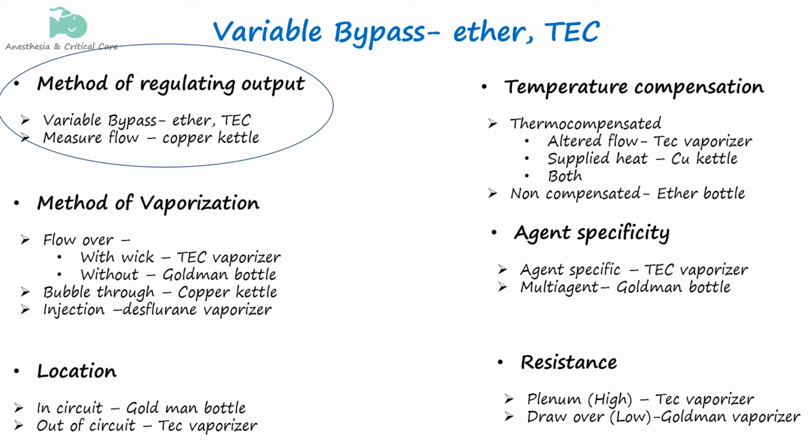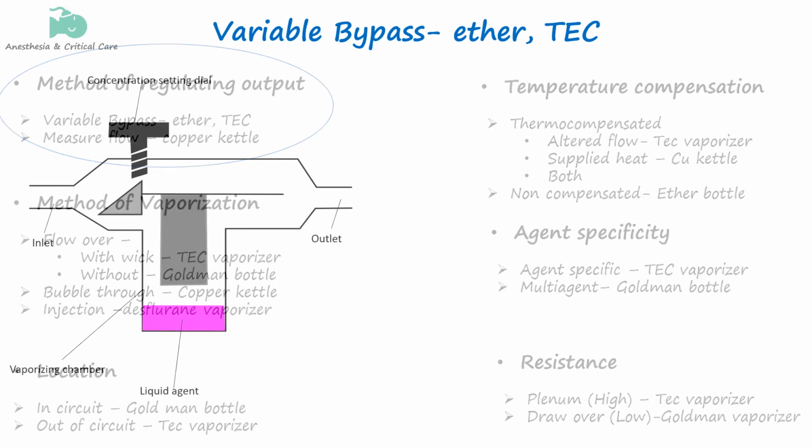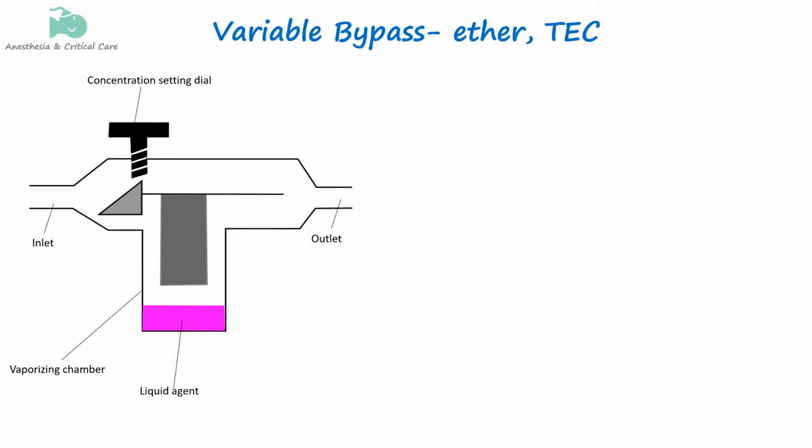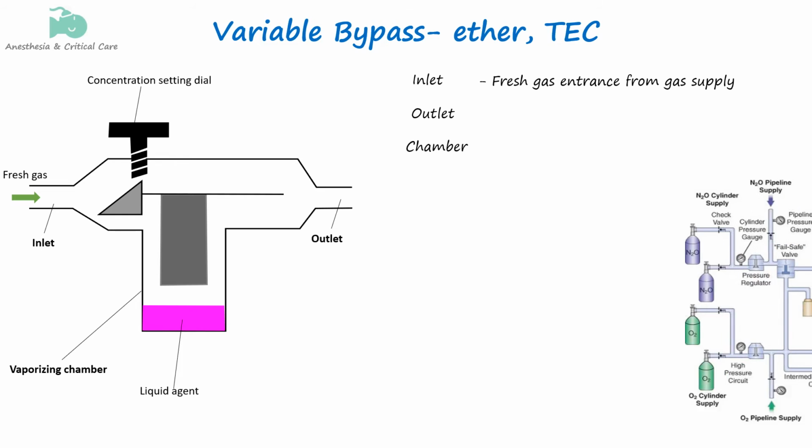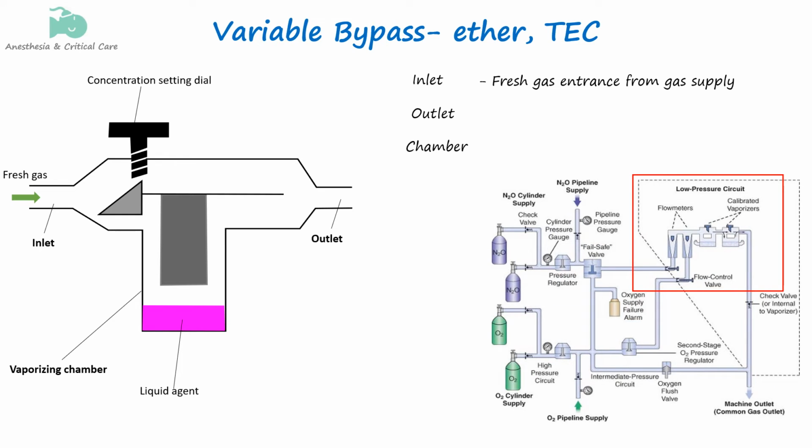We will start our discussion with the methods used in vaporizer to regulate the output of the vaporizer. It includes variable bypass and measured flow. The variable bypass system consists of an inlet and outlet and the vaporizing chamber. Fresh gas enters the vaporizer through the inlet. It connects to a gas supply line, allowing a mixture of gases like oxygen or nitrous oxide to flow into the system.